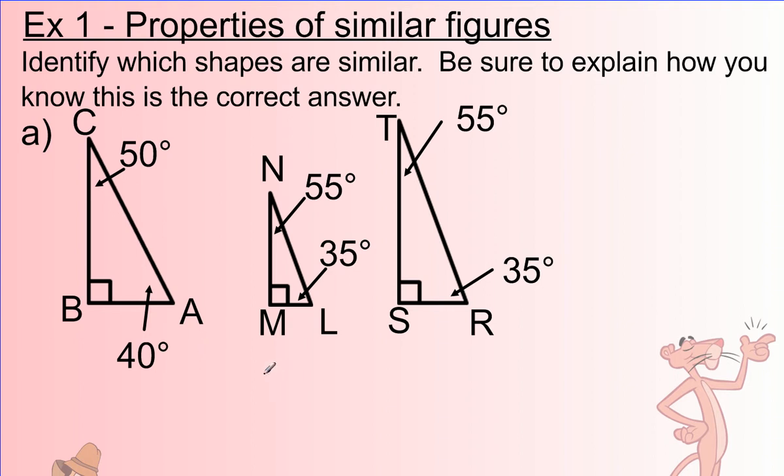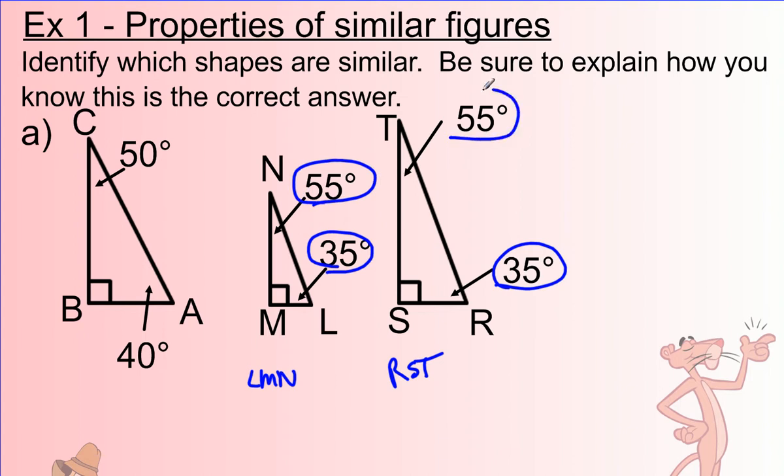Hopefully, you said triangles LMN and RST are similar. Because just with the information shown, we have angles. Well, this angle is the same as this angle. This angle is the same as its corresponding angle. The 90-degree angles are the same. So these two triangles have the exact same angle measures.